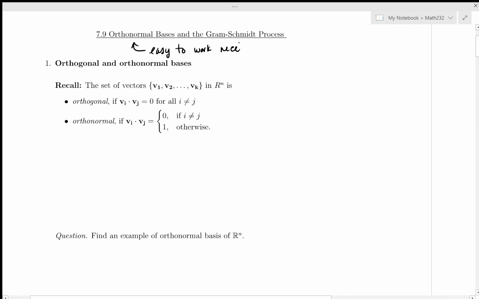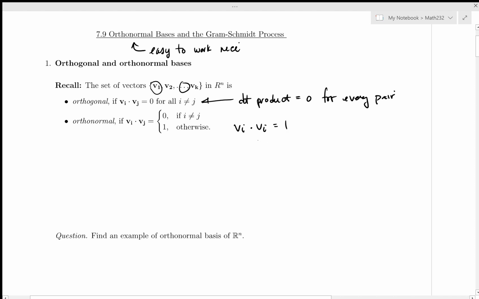Okay, so let's just make sure we know what we're talking about. We'll recall that if we have a set of vectors in Rn, they are orthogonal if every pair of vectors has a zero dot product. Every pair of vectors is orthogonal, so that's what we're checking right here. That is not vi dot vi, but every unique pair that you pick out from the set, the dot product is 0, and they're orthonormal if the dot product of vi dot vi is equal to 1.